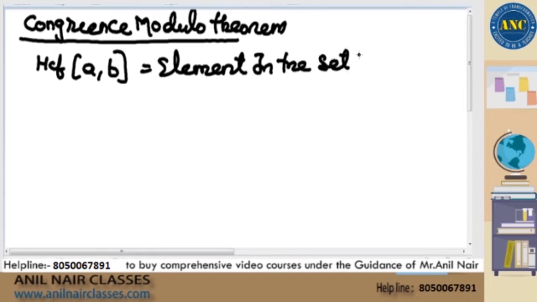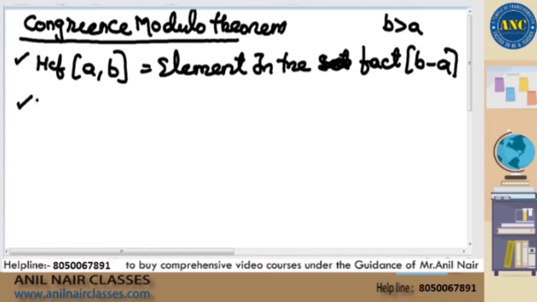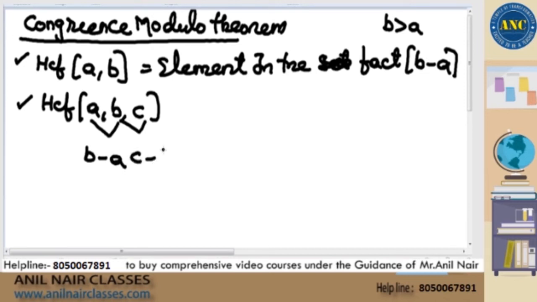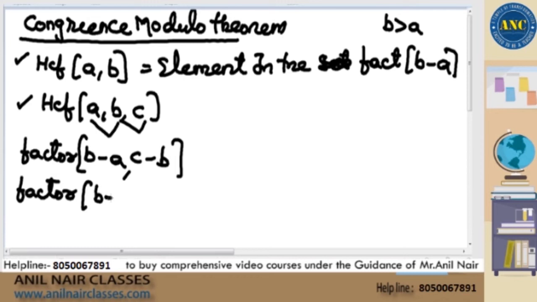HCF is nothing but an element in the factors of B minus A, where B is greater than A. Please write down. If HCF of A, B, C is asked, the answer is nothing but take B minus A or C minus B, and take the highest common factor. You can take factors of B minus A, C minus A also, still the answer will be the same.